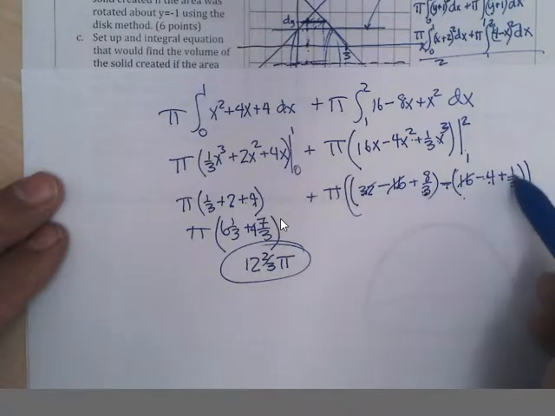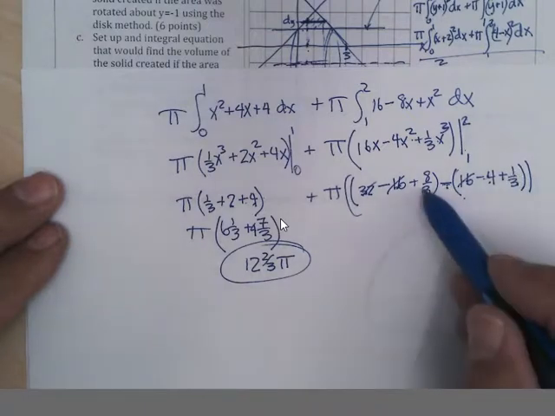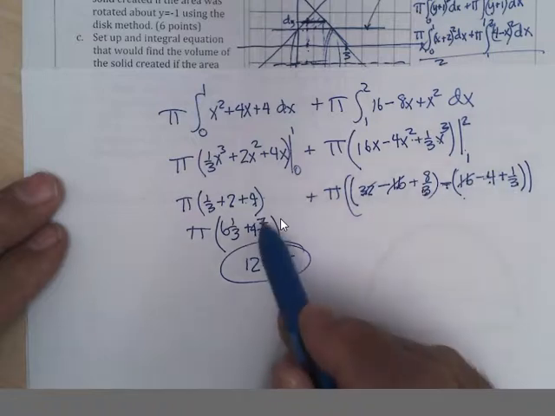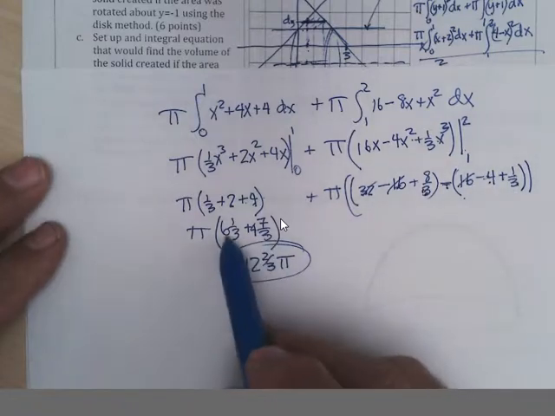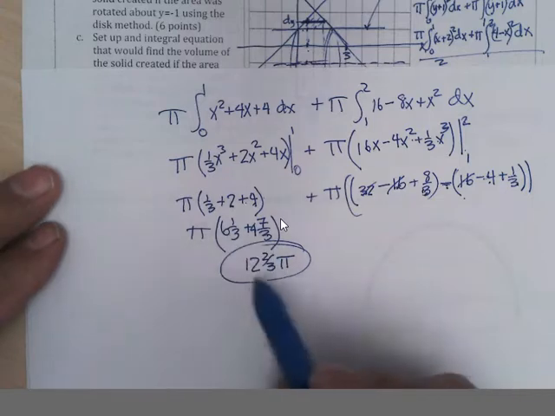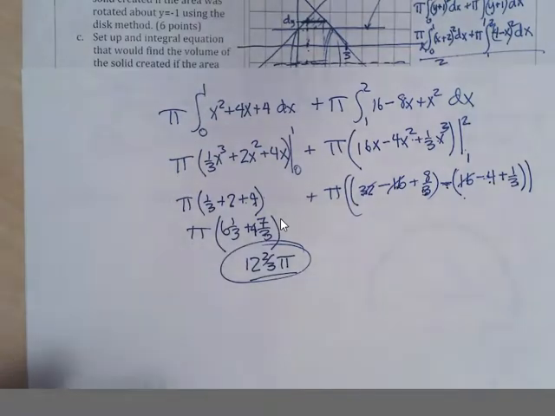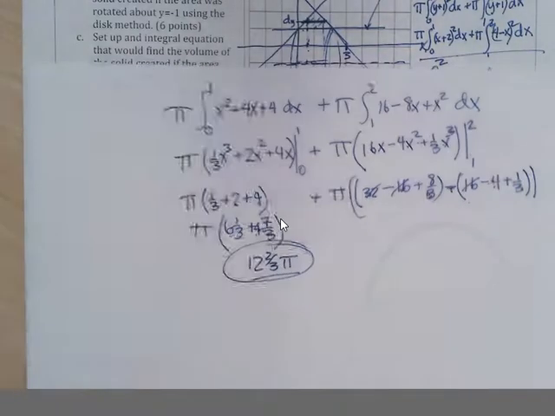8/3 minus 1/3 is 7/3. So I get 4 and 7/3. And over here I get 6 and 1/3. So I still get 10, 11, 12, and 2/3 pi. Okay, so maybe I did something wrong in the setup here, because I'm not getting the same answer in both of those.